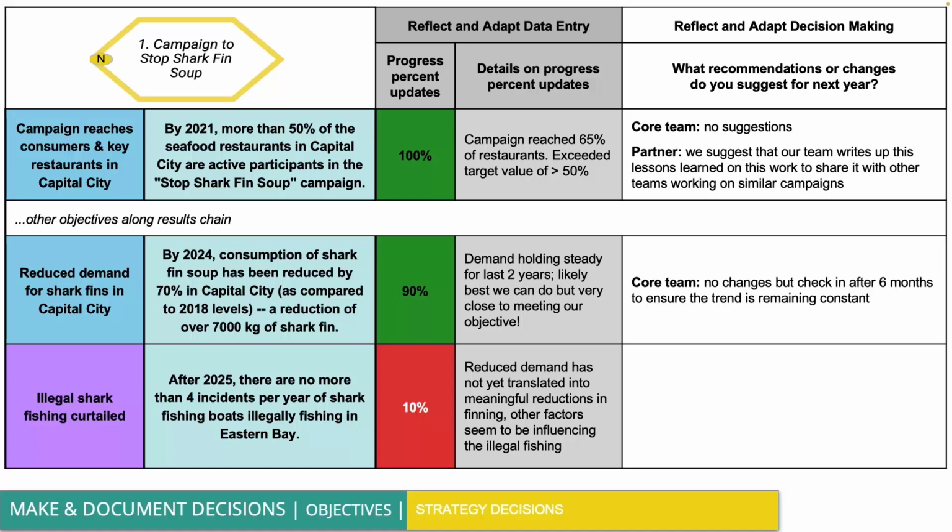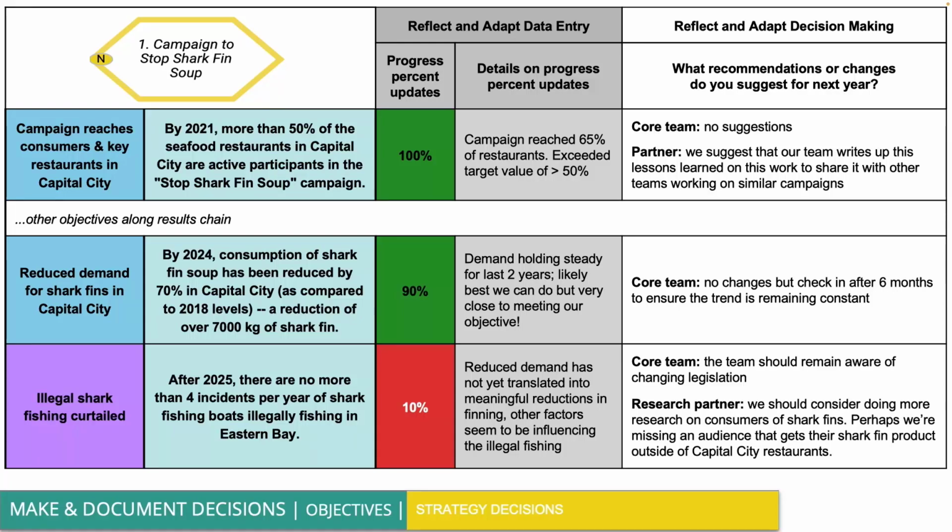Despite the project's success in reducing demand for shark fin soup in the capital city, the team is still seeing shark finning occurring in Eastern Bay. Why is that? What can the team do differently to understand this? The core team notes that new changing legislation may impact the way fishing is done in the area. This legislation may complement the work that Eastern Bay team is doing with the strategy. The research partner for the project also suggests more research on consumers of shark fins. They wonder if the team is missing an audience that gets their shark fin product outside of capital city restaurants.